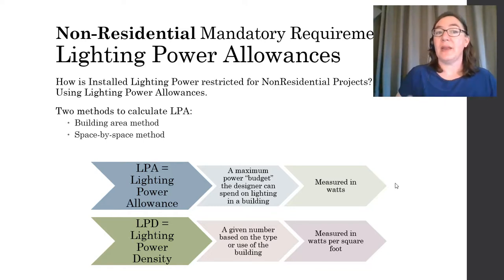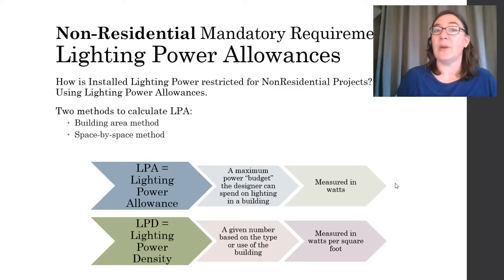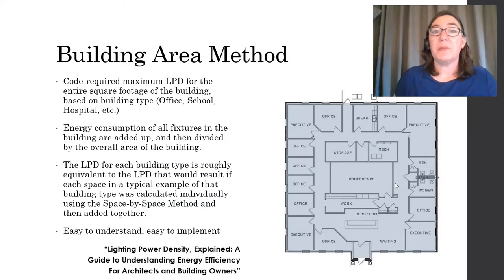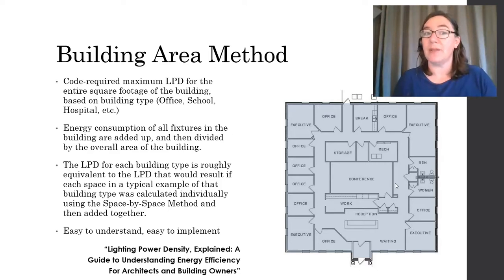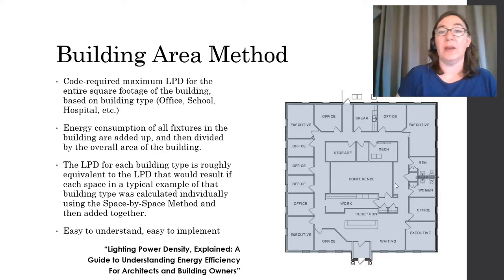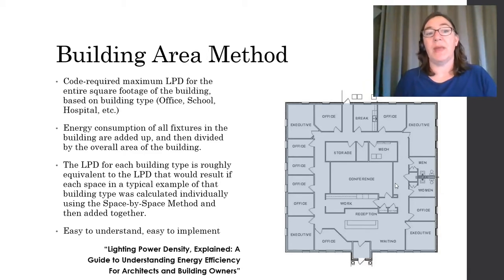So when we calculate and when we talk about lighting power allowances for non-residential buildings, there are two methods to calculate them. One is called the building area method, and the other one is called the space by space method. Let's talk about the building area method first. This is a code required maximum lighting power density for the entire gross square footage of the building, and it's based on the building type, what it's used for. All right. The energy consumption of all the different fixtures, everything in the building, are added up, and then they're divided by the overall area of the building.